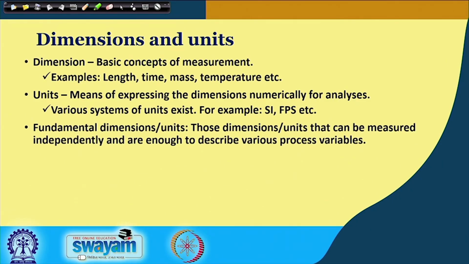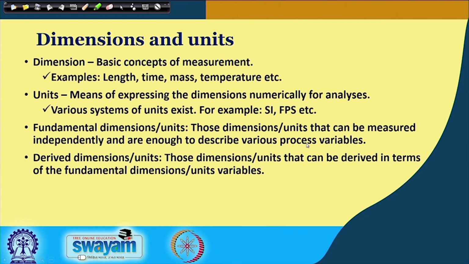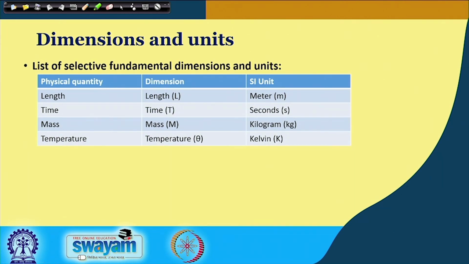Now, there are two types of dimensions and units. First is the fundamental dimensions or units. And what are these? These are those dimensions or units which can be measured independently, and they are sufficient to describe the various process variables. And there are derived dimensions or units, which means that these dimensions or units can be derived in terms of the fundamental dimensions or units. So, let us see some examples.